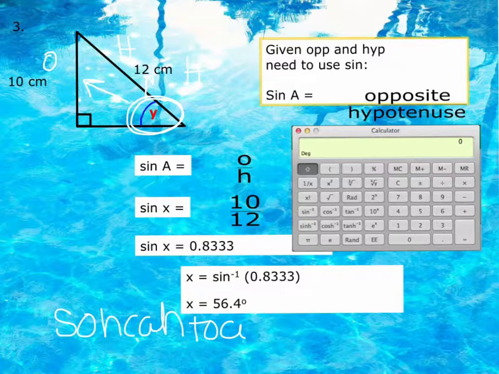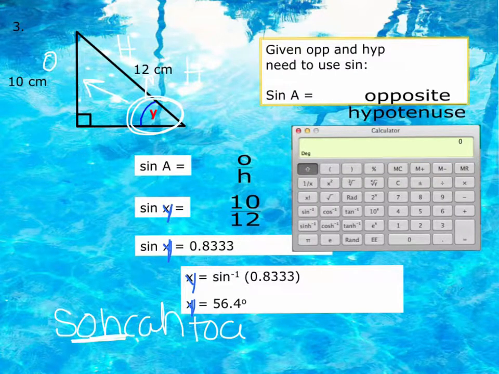So the one that has O and H is sine, and that's why they use sine of angle A, which in this case is sine of angle Y. Gotta change that. Sine of angle Y is opposite over hypotenuse, or 10 over 12.